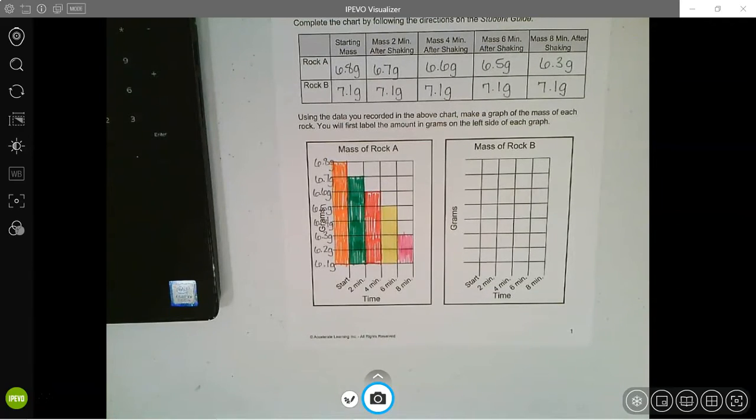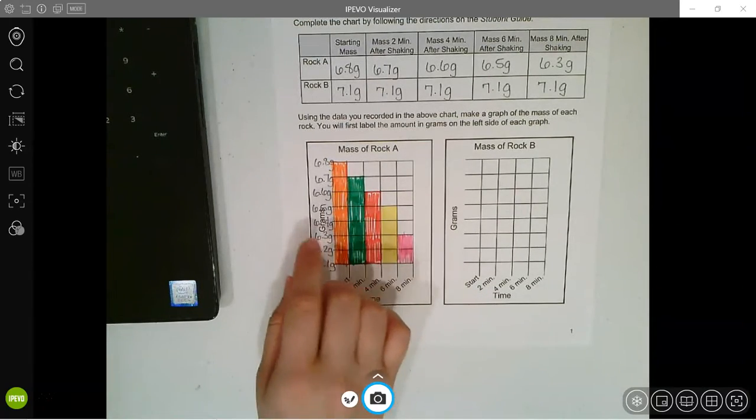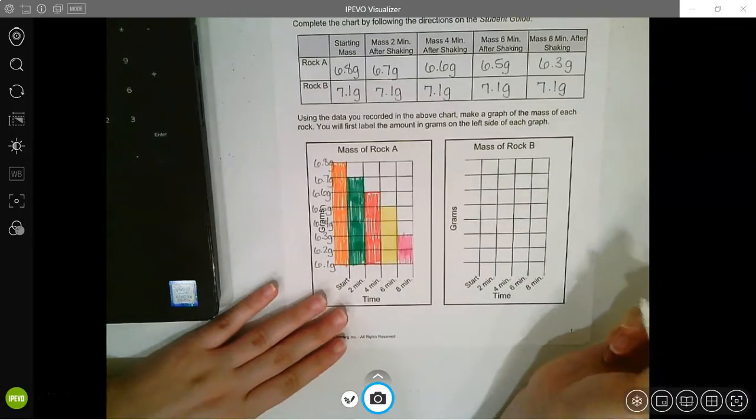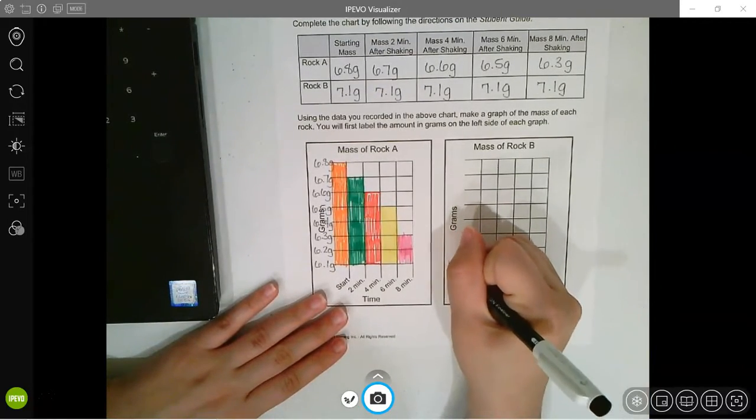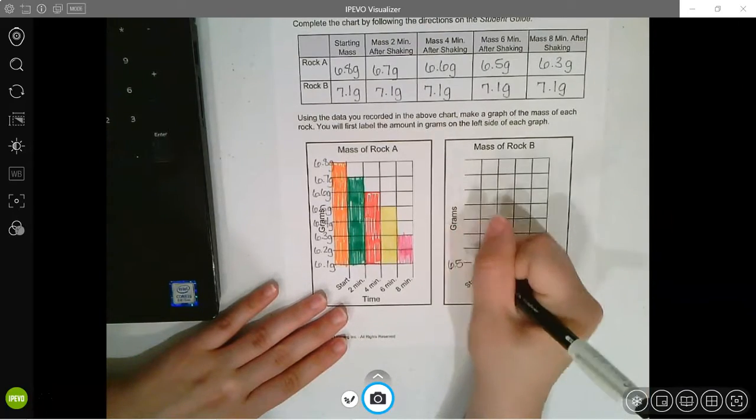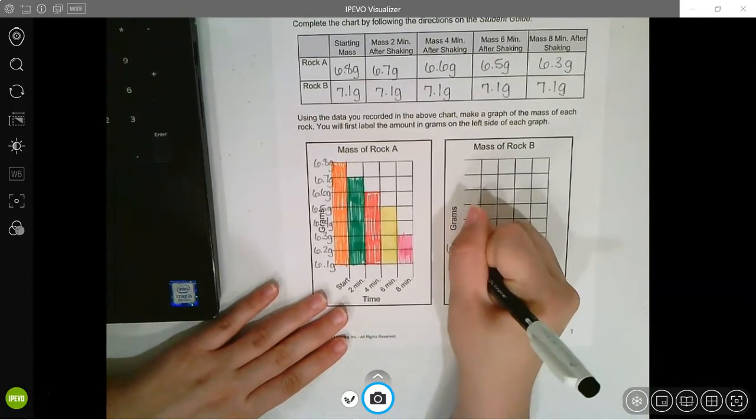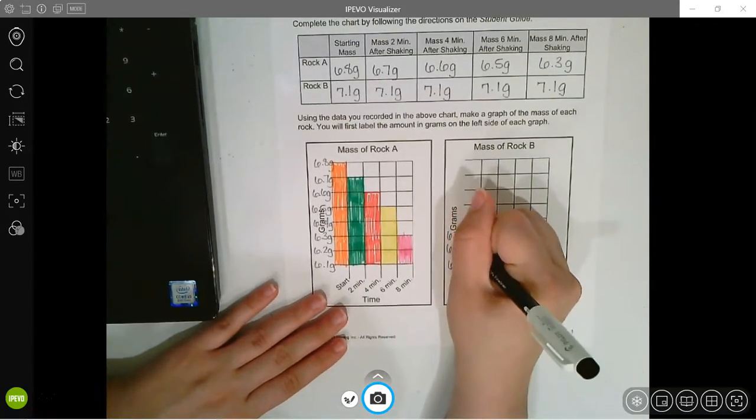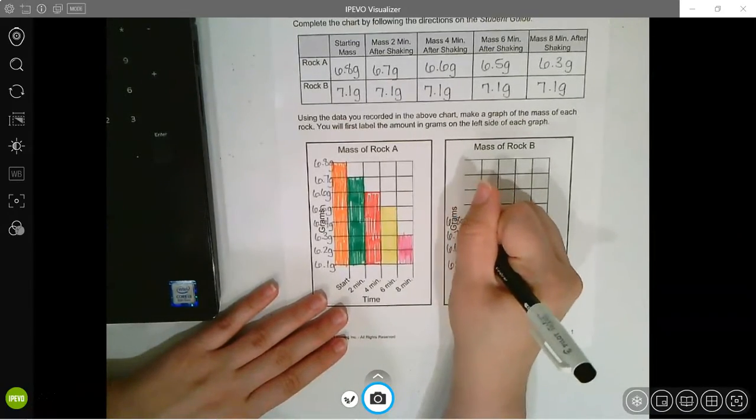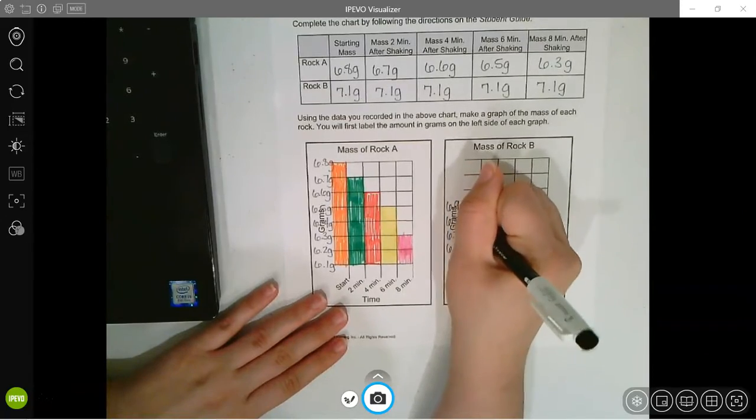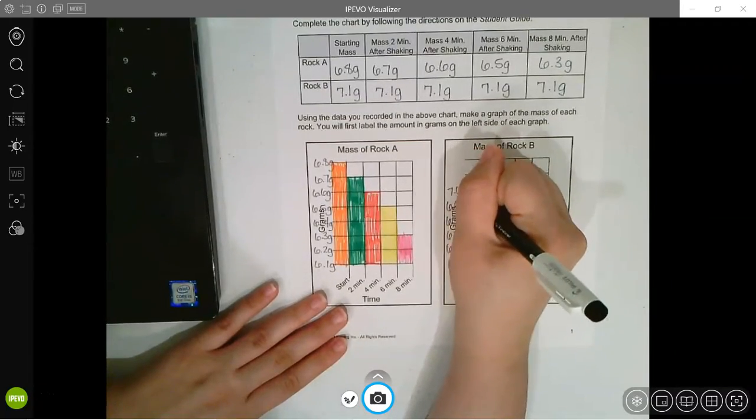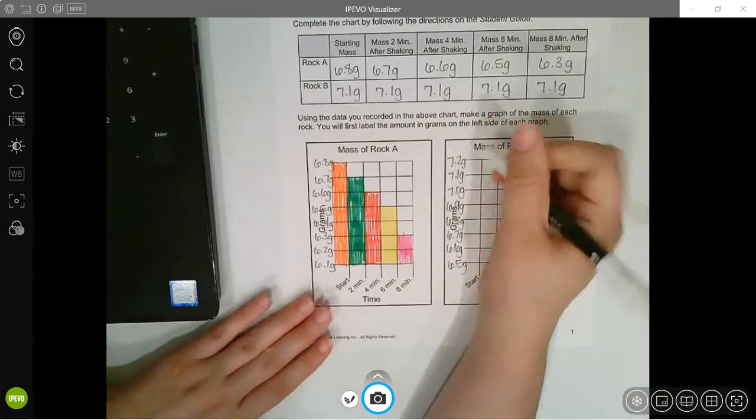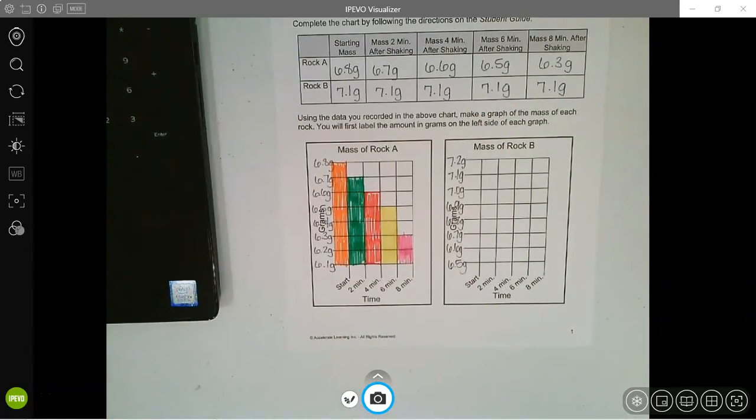Okay, so let's look at rock B, and we're going to start this off at, let's do 6.5 grams, 6.6 grams, 6.7 grams, 6.8 grams, 6.9, 7, 7.1, and 7.2.